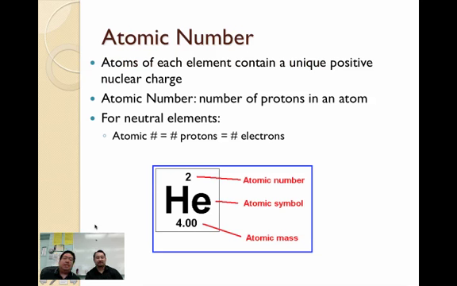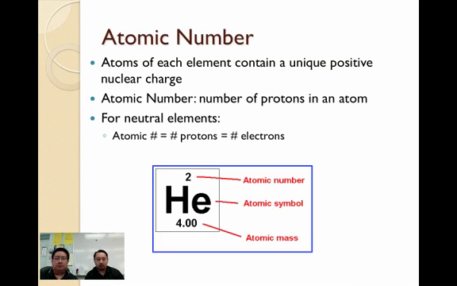Atomic number is one of the features that distinguishes elements from other ones. Basically, atomic number is the number of protons for an atom. Realize that for neutral atoms, the atomic number is going to be equal to the number of protons and the number of electrons. That way, their charges cancel out, so that way it's neutral.